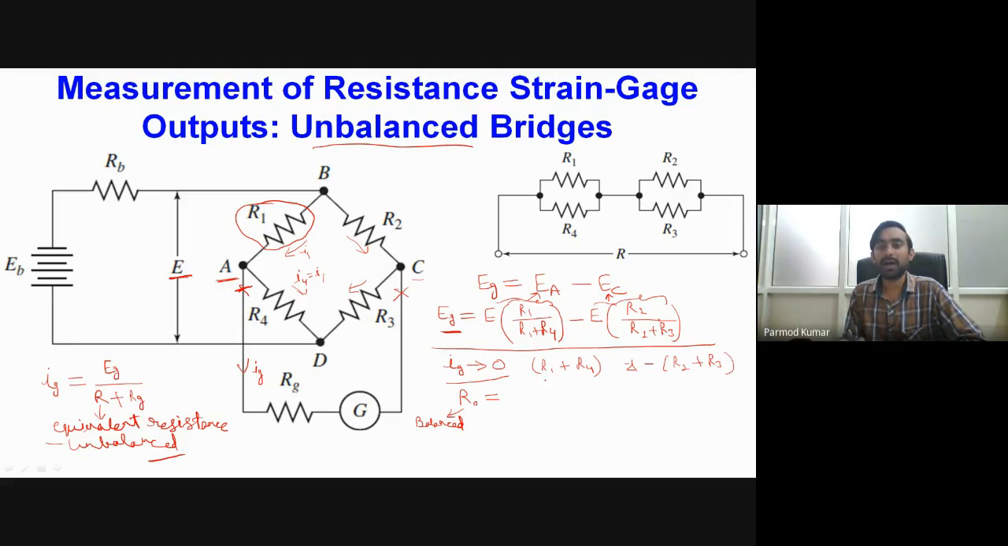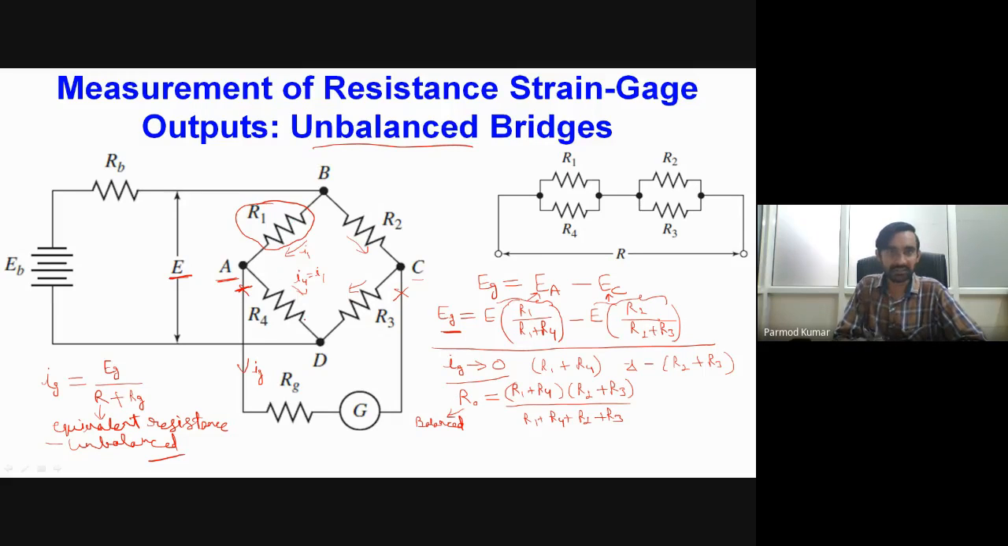So now my R1 plus R4 and R2 plus R3 are in parallel. So my overall resistance of the balanced circuit will be equal to R1 plus R4 times R2 plus R3, divided by R1 plus R4 plus R2 plus R3. So that is my overall resistance.